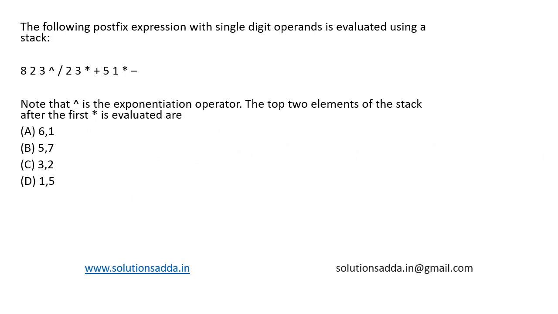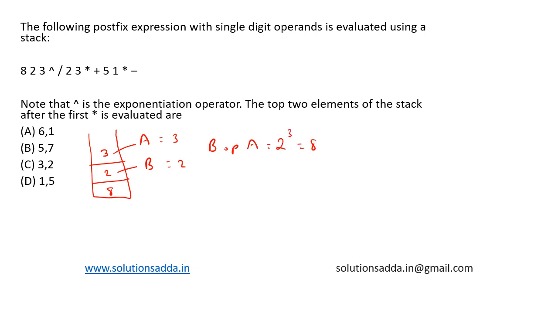Now let's try to solve it. Initially, the stack will be as follows. We push 8, then we push 2, then we push 3. Now we have encountered raise to. So we pop these two elements. This is A and this is B. A is 3, B is 2. And the operation is B operator A. So we have 2 to the power 3, which is equal to 8. And we push 8 back. Now the stack becomes like this. We have 8 and 8.